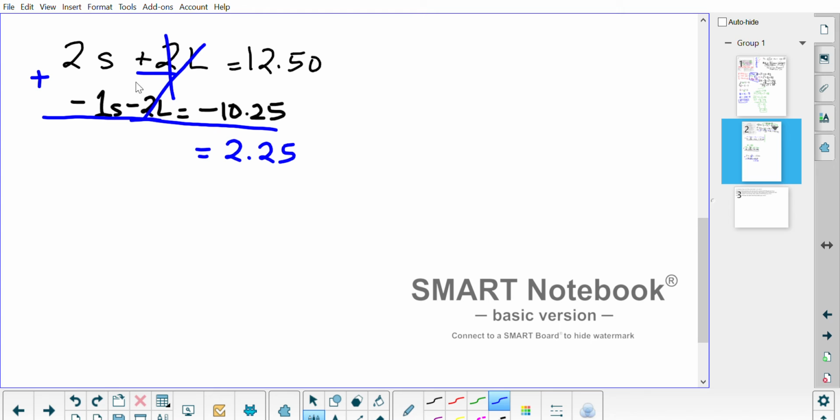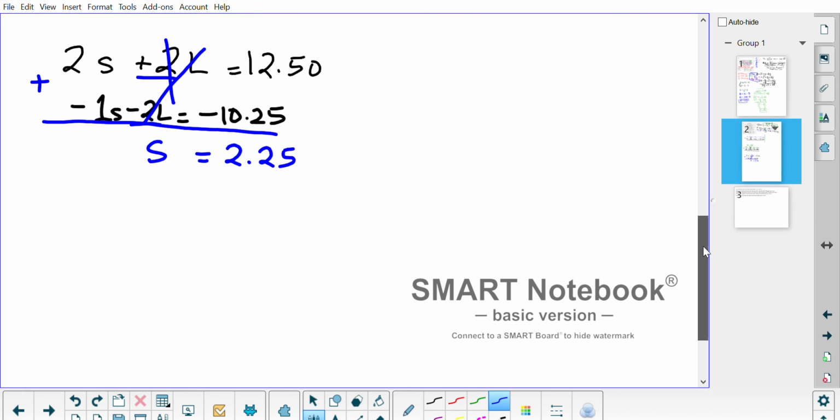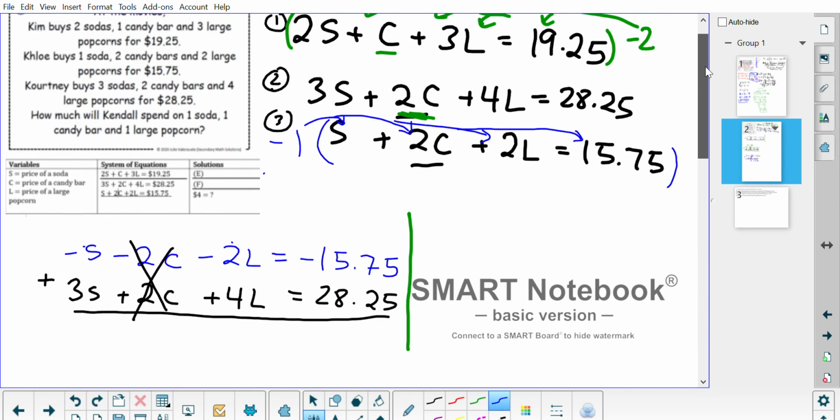This crosses out, and then we're left with 2s. So 2 plus a negative 1s. So 2 plus a negative 1, that's just going to give us s. Oh my goodness. So now we have the price of soda, right? The price of soda is $2.25.